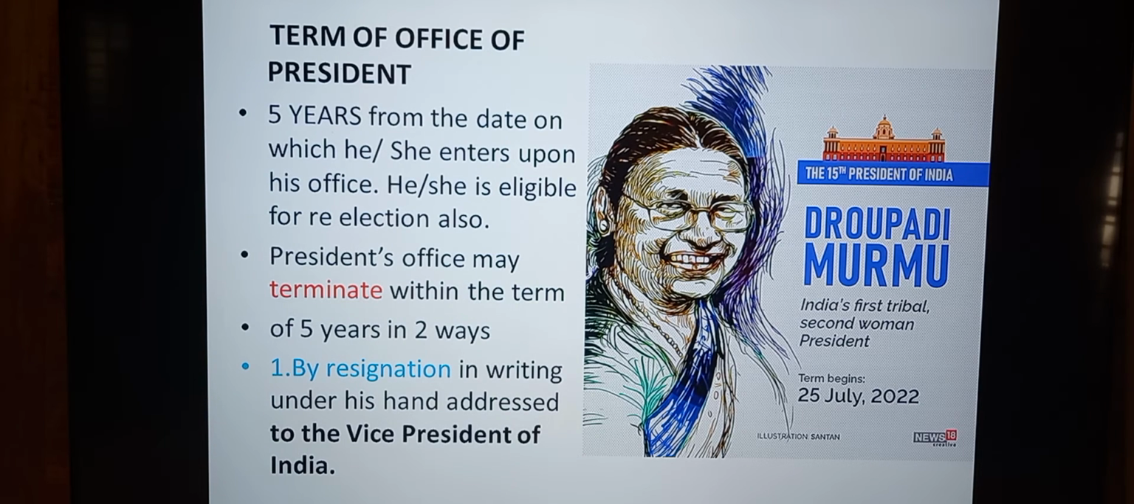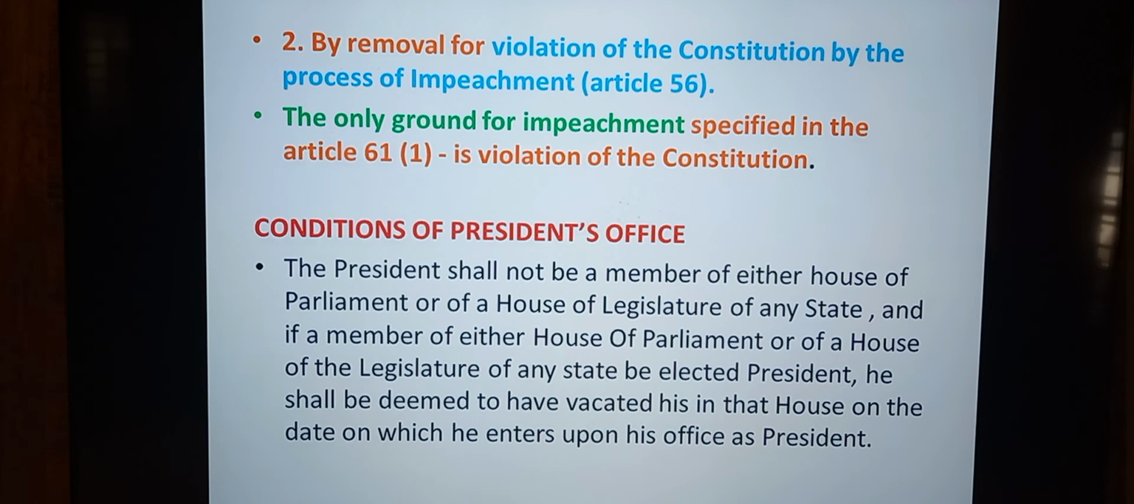Let's have a look at the term of office of the President. The term is 5 years from the date on which he or she enters upon his office, and he or she is eligible for re-election also. The President's office may terminate within the term of 5 years in two ways. The first one is by giving the resignation in writing under his hand, addressed to the Vice President of India. The second one is by removal for the violation of the Constitution by the process of impeachment. The only ground for impeachment specified in Article 61(1) is the violation of the Constitution.